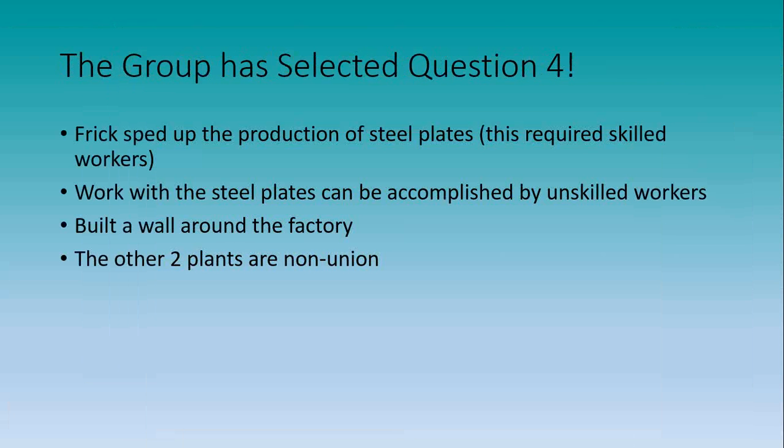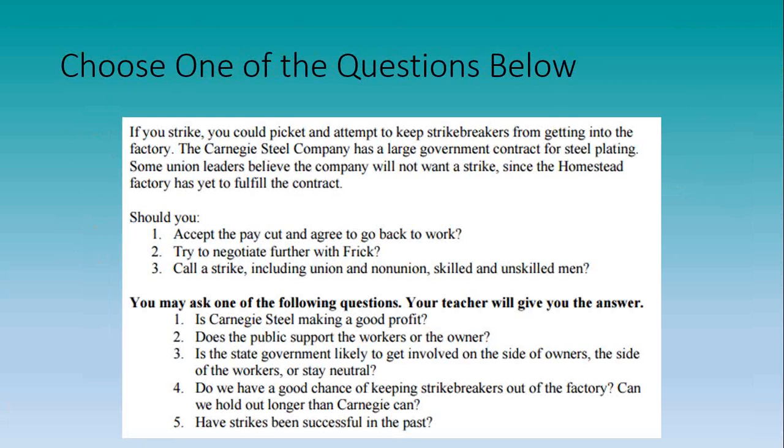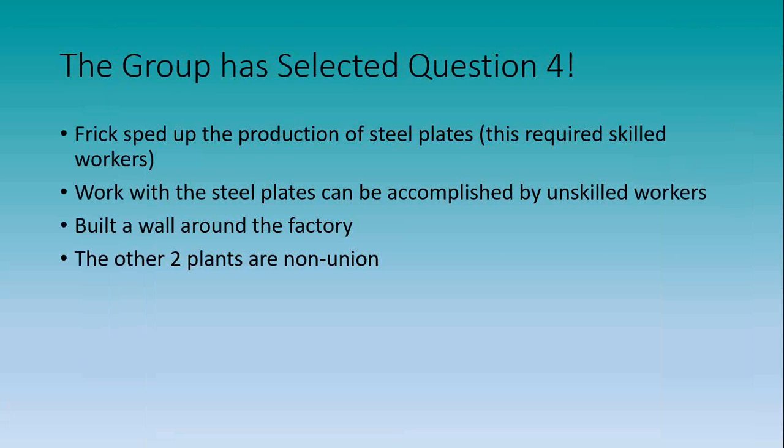So, question 4. Let's go back to question 4 for a minute so that I make sure to give you all the answers. Do we have a good chance at keeping the strike breakers out of the factory? Can we hold out longer than Carnegie? Well, let's see. First of all, Frick has sped up the production of steel plates in the factory, which requires skilled workers. The work with the steel plates is accomplished by unskilled workers.